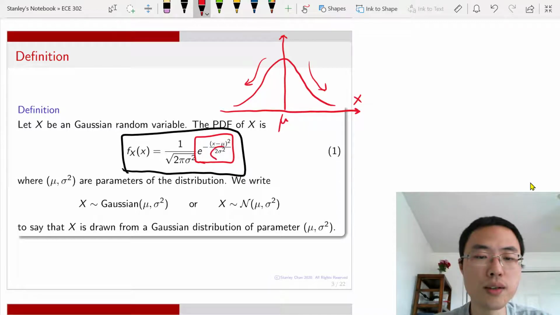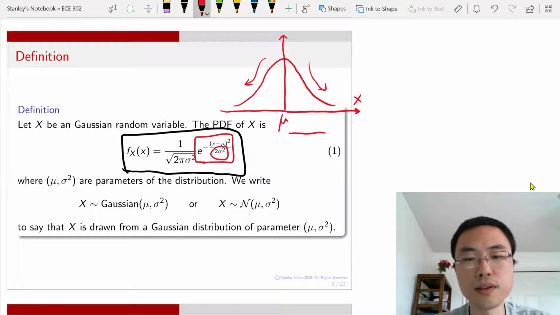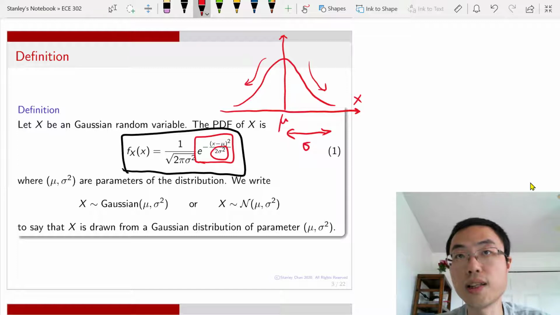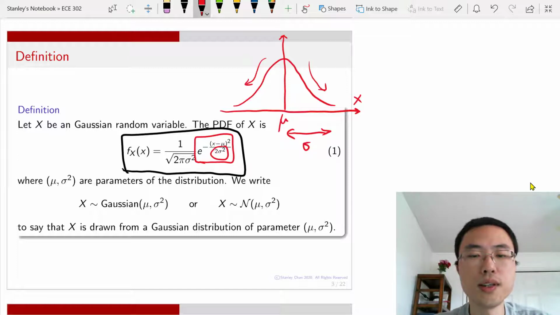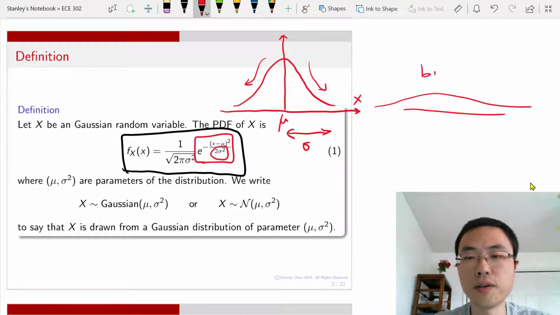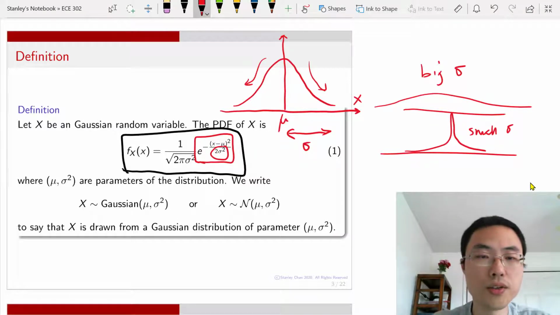The spread of this distribution is given by this sigma. Sigma is the standard deviation, which also controls how fast or how slow it decays. Now you can see that if I have a very big sigma, then of course my distribution will become flat. So this is a big sigma, versus if I have a small sigma, of course it will be more concentrated at the mean. So that is the exponential part.